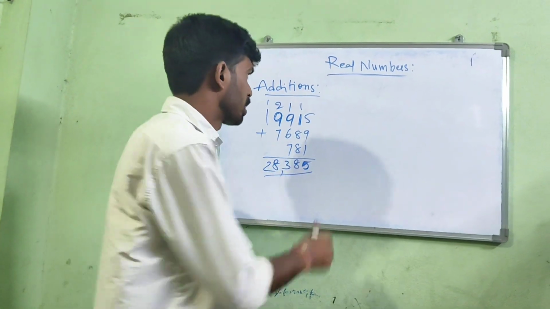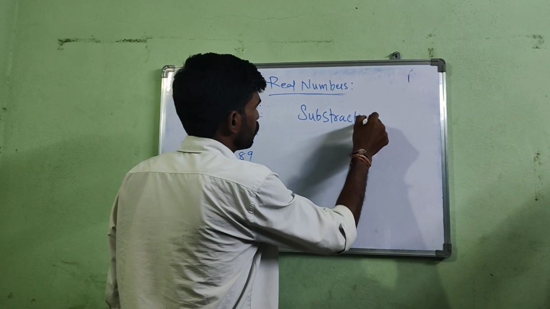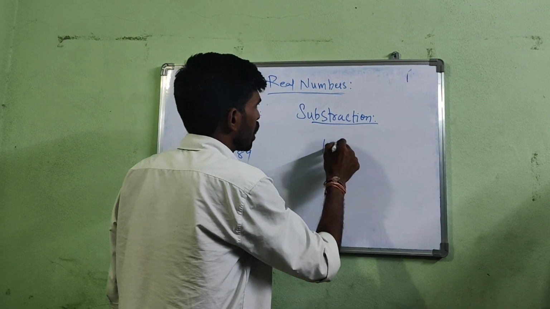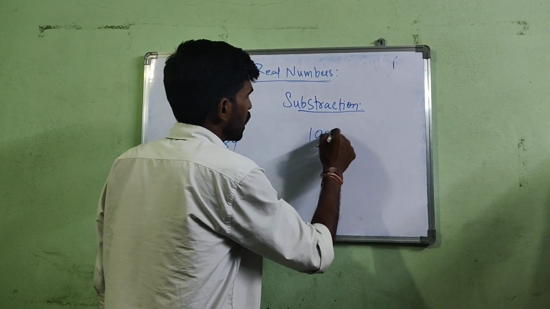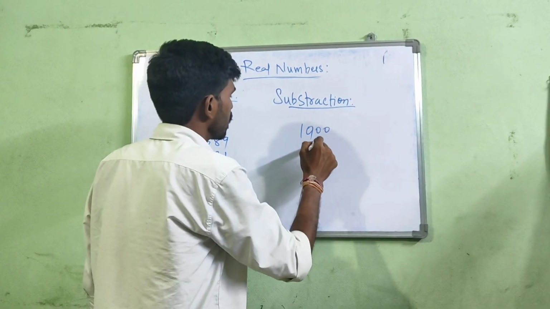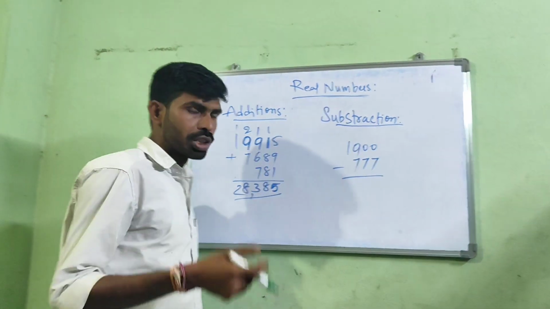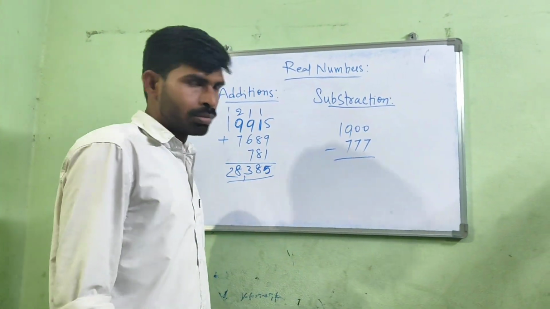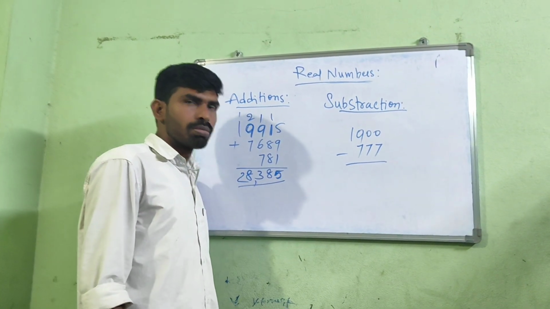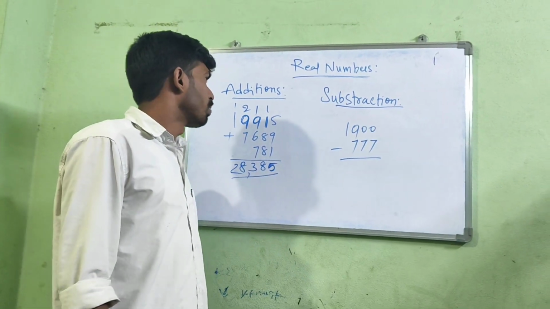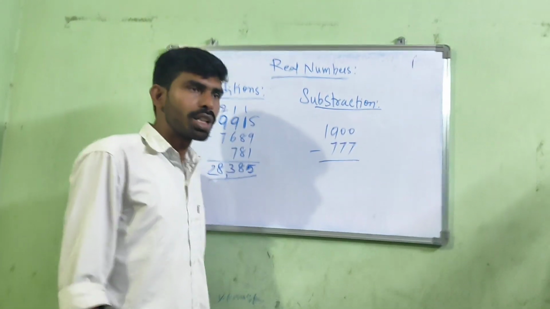Okay, now next, subtraction. 1900, for example, see 1900 and 777. Practice more number of questions, then you will get clarity. Some of the students, when I teach in some places, are not very effective in addition, subtraction, division and multiplication also. That's why I am telling here.